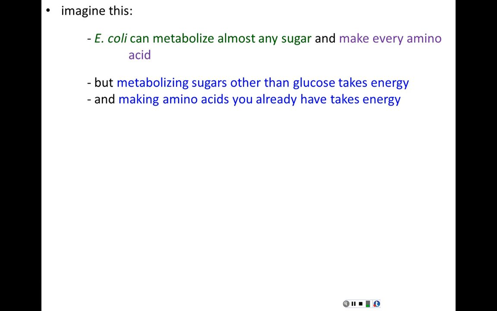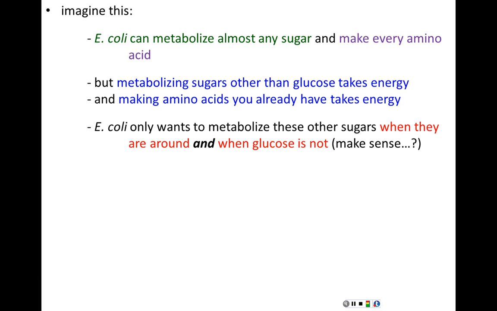And making amino acids is expensive for a cell to do. Making amino acids takes time and energy. So if you have amino acids on hand already, there's no need to make more. So from E. coli's perspective, E. coli only wants to metabolize these other difficult-to-use sugars when those sugars are around and when glucose is not.